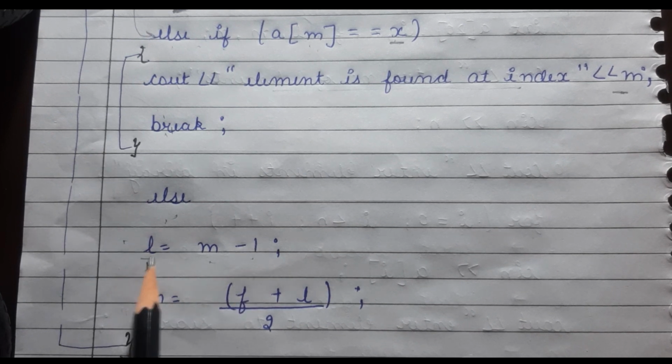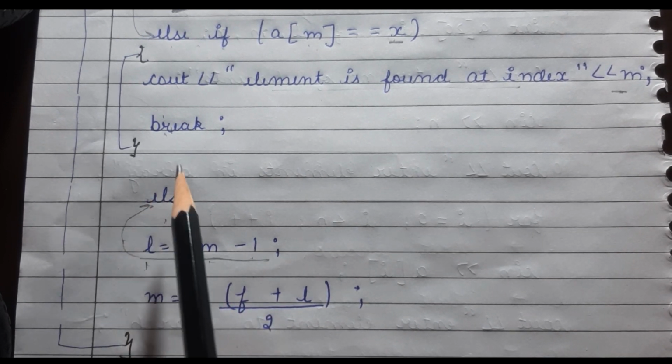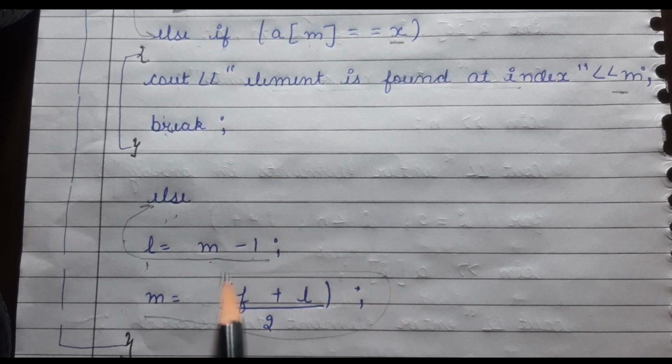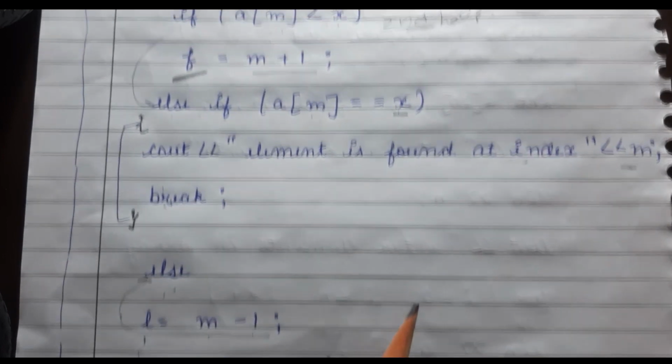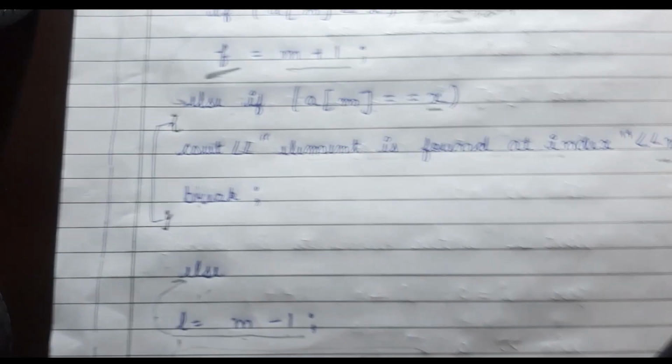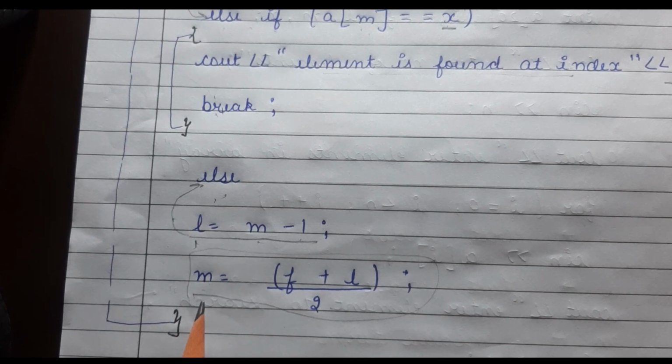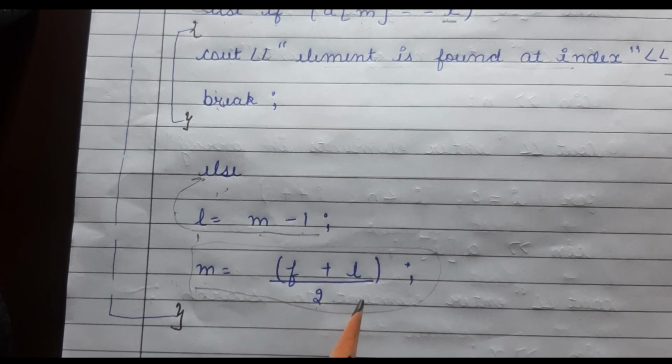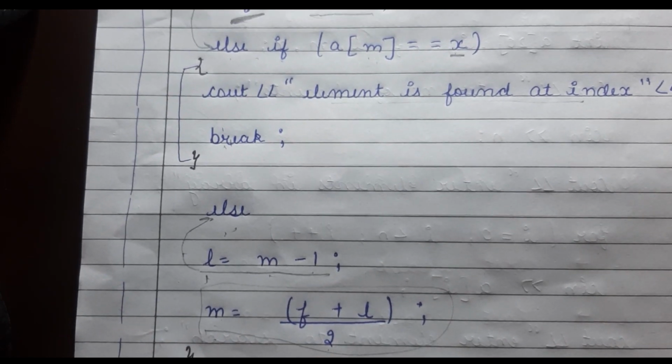Okay, after this, the statement belongs to the else part. And this is the middle element. Here I include the formula of the middle element. M is equal to (f plus L) divided by 2, because this is for the updation. Okay, because we calculate the value of the middle element only if f is less than or equal to L. In that case only we calculate the value of the middle element, that is (f plus L) divided by 2. Here your while loop is completed.